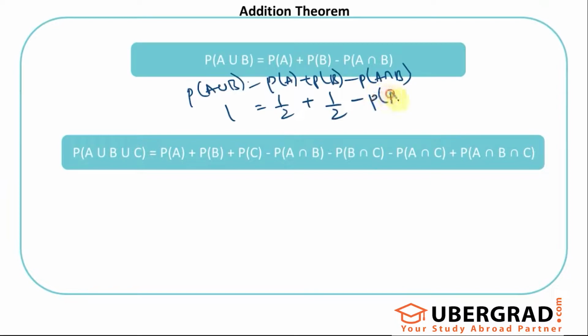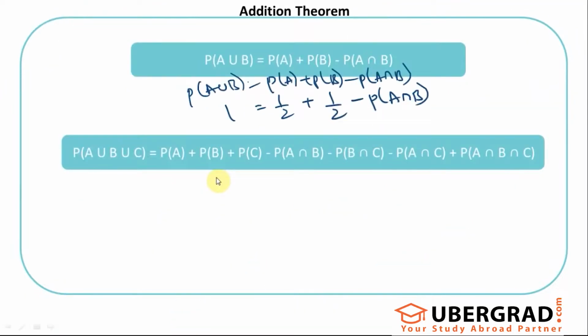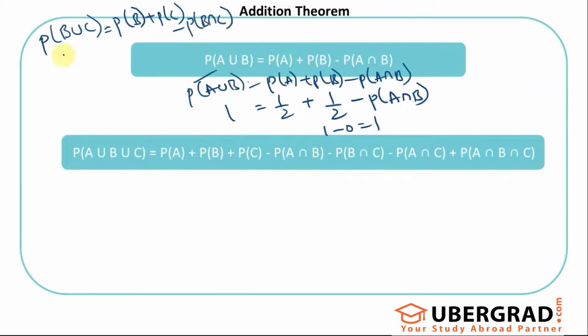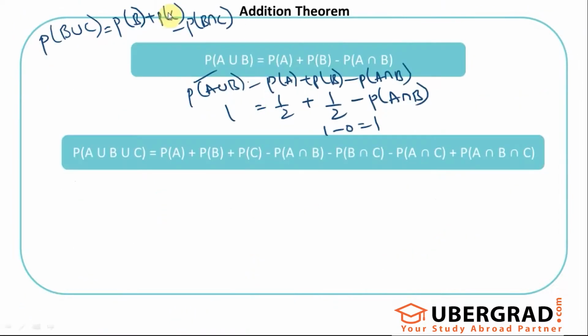Minus P of A intersection B. What is P of A intersection B, which I have done here? A intersection B is 0. So I do minus 0. So half plus half is 1, minus 0 is 1. That's equal, right? This is correct. Let me show it for this also. P of B union C, which I have done, is equal to P of B plus P of C minus P of B intersection C. What was P of B union C? I have calculated this to be 2 by 3.